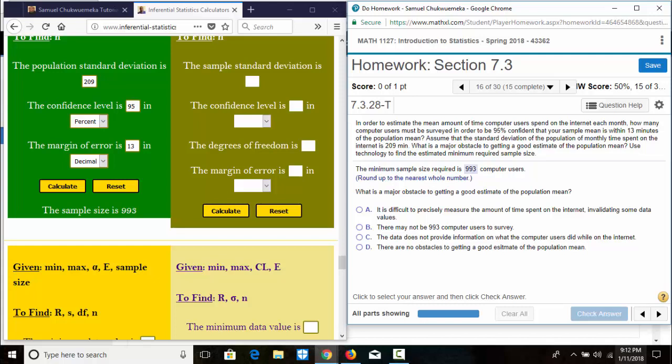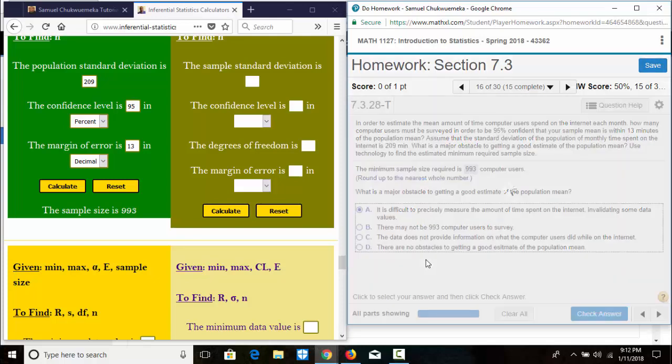Wow. So C, we eliminate C. D, there are no obstacles to getting a good estimate of the population mean. That's not true. We eliminate D. So the answer should be A.